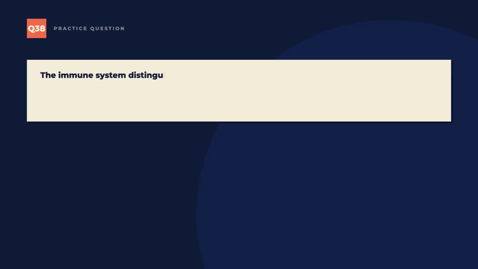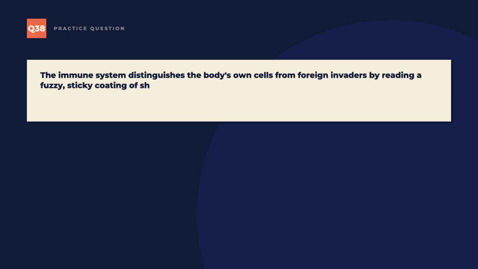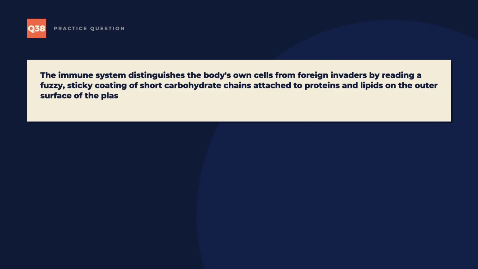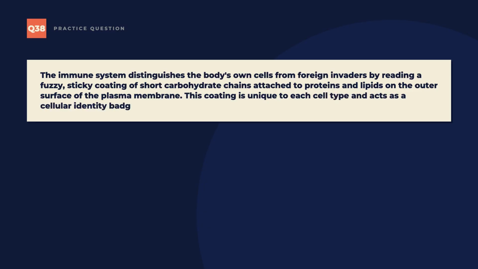Question 38. The immune system distinguishes the body's own cells from foreign invaders by reading a fuzzy, sticky coating of short carbohydrate chains attached to proteins and lipids on the outer surface of the plasma membrane. This coating is unique to each cell type and acts as a cellular identity badge. What is it called? Your options are A.